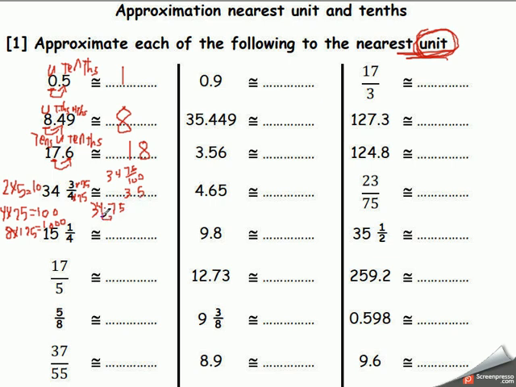When I approximate it, the next digit, tenths, is strong, so 4 becomes 5, and I will remove the decimal part after the approximation. This is the first method. What about the second method?